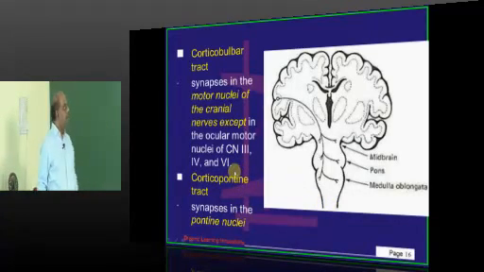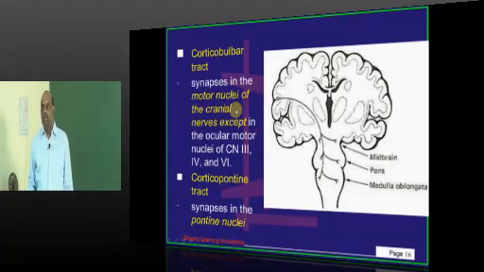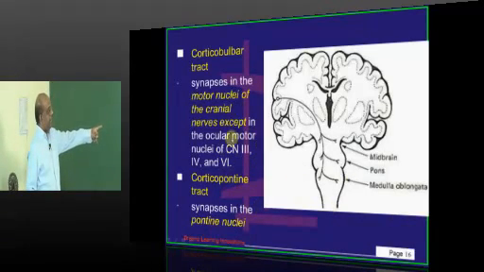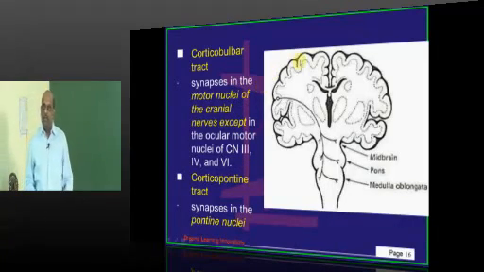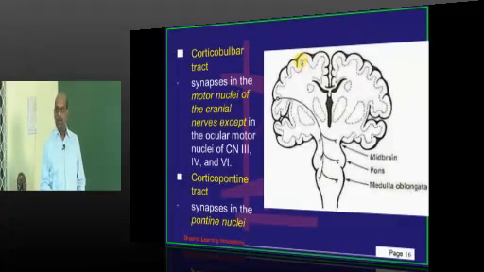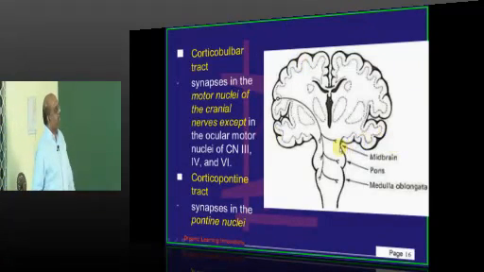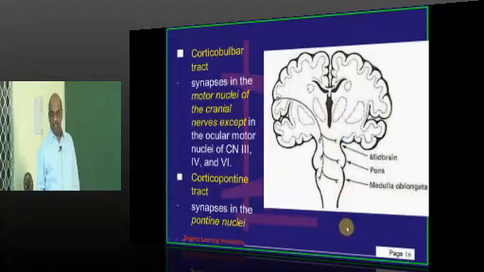But will it control all the motor nuclei? No, sir. It won't control the cranial nerve nuclei supplying the extraocular muscles. That is, cranial nerve 3, 4 and 6 are not under the control of the corticobulbar tract, but 5th, 7th, 9th, 10th, they are all under the control of the corticobulbar tract, right? So it will be leaving fibers in the midbrain, pons and medulla, and ultimately will be controlling the cranial nerve nuclei in all these locations.